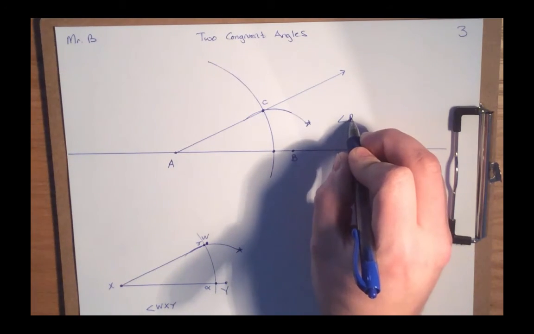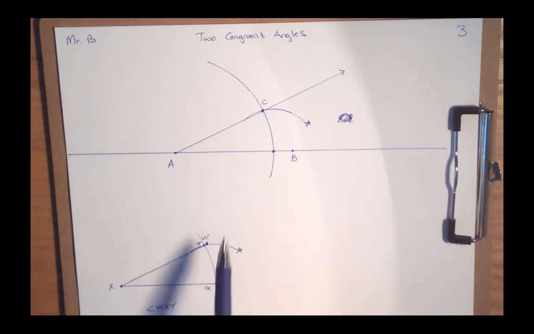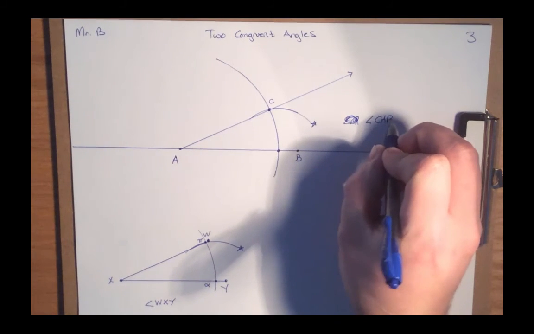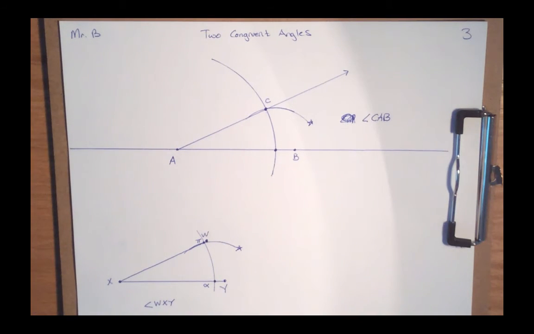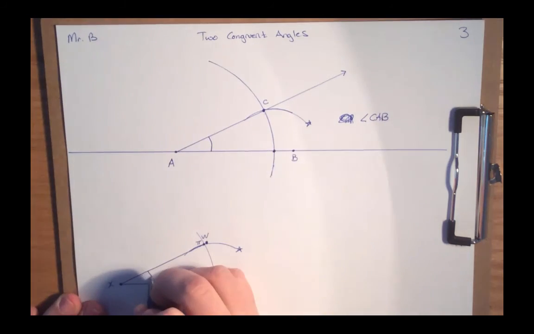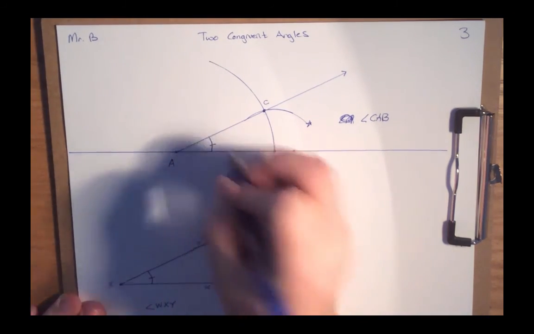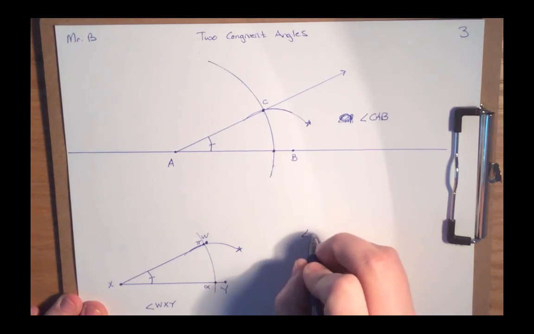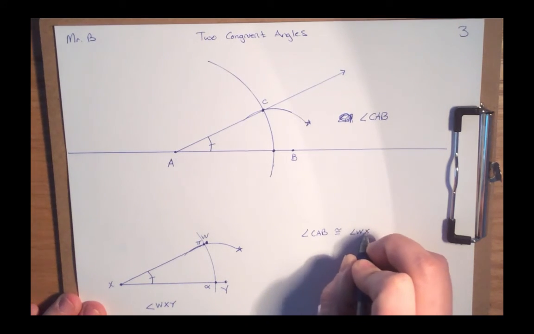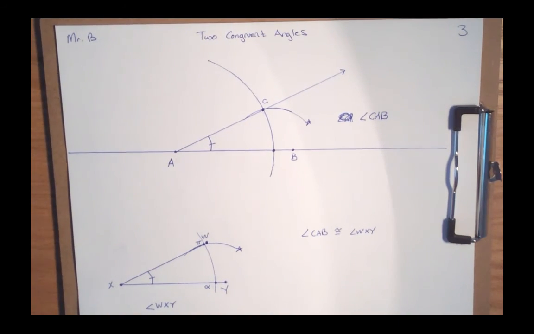Now I have angle, I've got to label it the same way. So WXY, so angle CAB. Angle CAB. And I know that these angles are the same. So this angle, that angle are exactly the same. I can now say that angle CAB is congruent to angle WXY. I can say that because I constructed them to be identical.